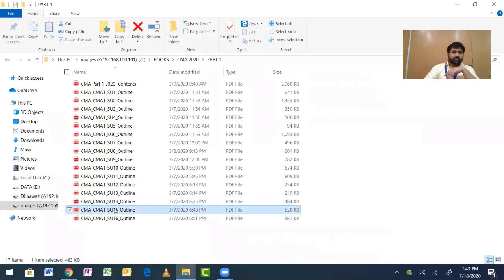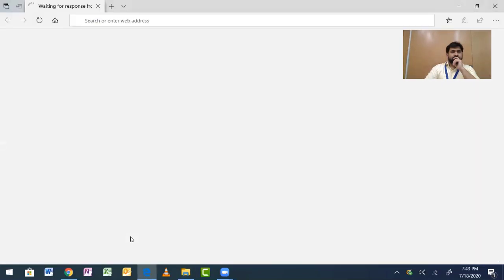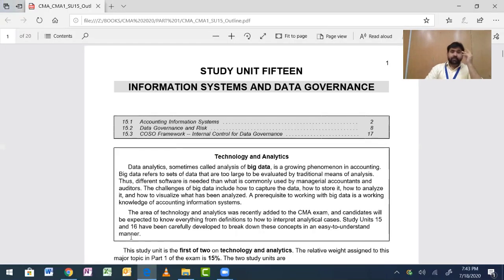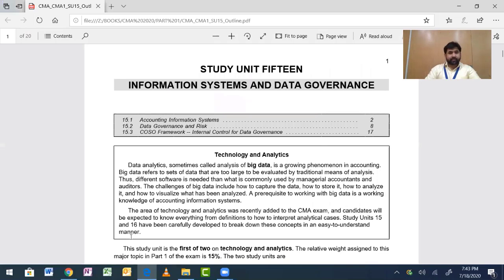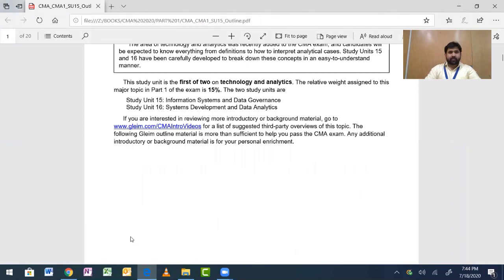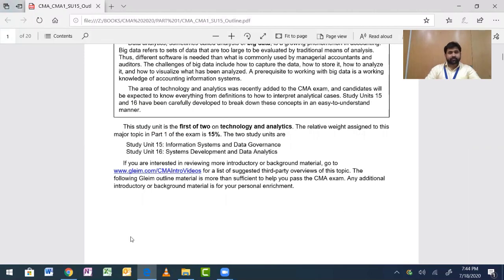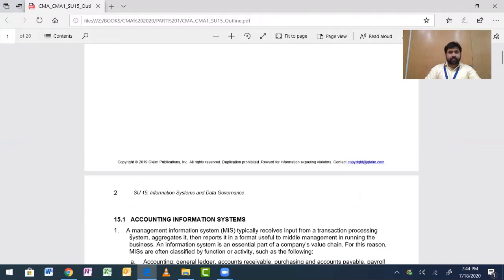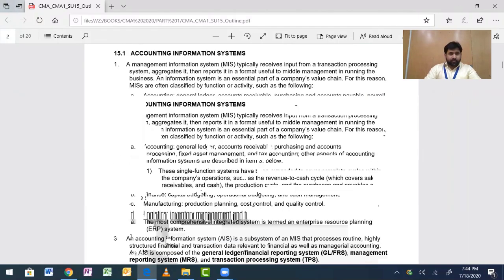Let's have a look at this. Okay, so information system and data governance. Also framework, internal control and data governance. Good, at least something. This is what we are going to do now, and there is again 15%. Important stuff. Accounting information system.